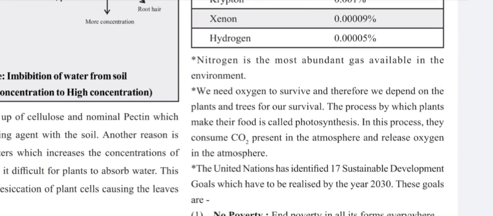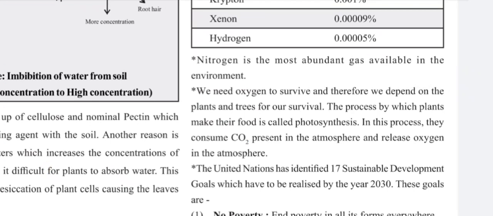Nitrogen is the most abundant gas available in the environment. We need oxygen to survive and therefore we depend on the plants and trees for our survival. The process by which plants make their food is called photosynthesis. In this process, they consume CO2 present in the atmosphere and release oxygen in the atmosphere.